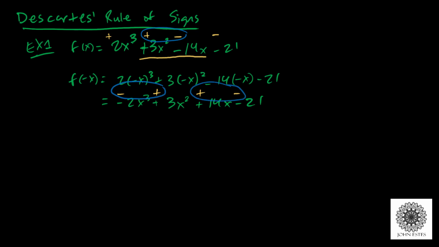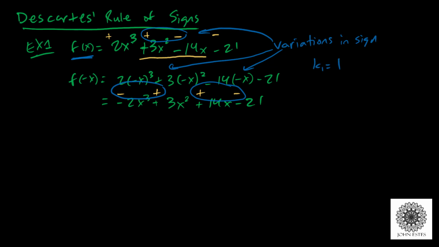Now these changes in signs are what we call variations in sign. So for the polynomial f of x, when I just plugged x into this function, I had one variation in sign. I'm going to call that k1. So here k1 was 1. And when I plugged in negative x into the function, I got 2 variations in sign. I'm going to call that number k2. So I had 2 variations in sign for f of negative x.